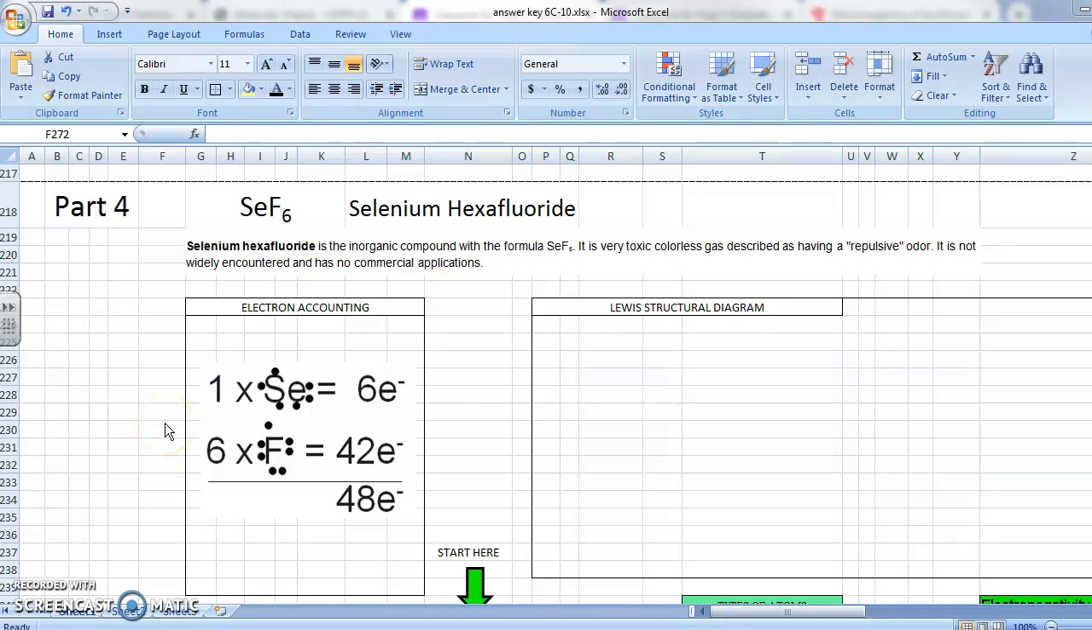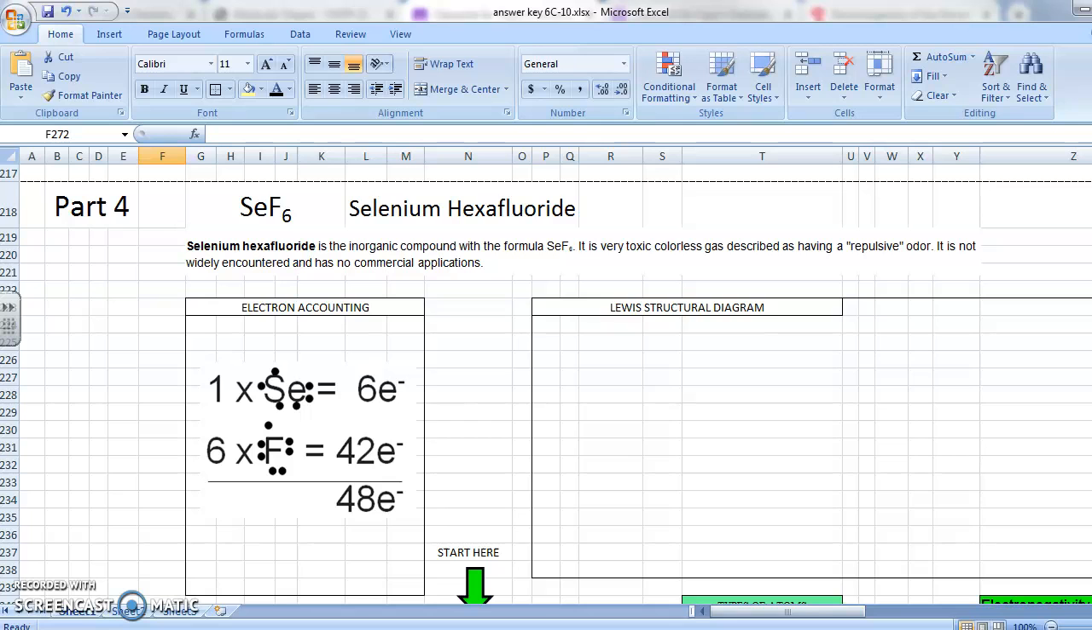And welcome to our final help video on the 6C10 valence shell electron pair repulsion, or VSEPR, shape quiz. Our final video picks up with part 4, dealing with the selenium hexafluoride, or SeF6, molecule.